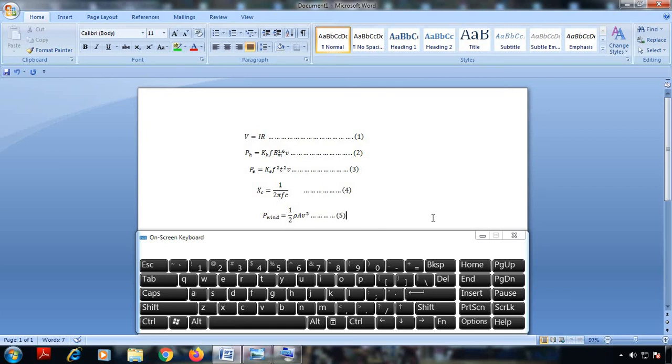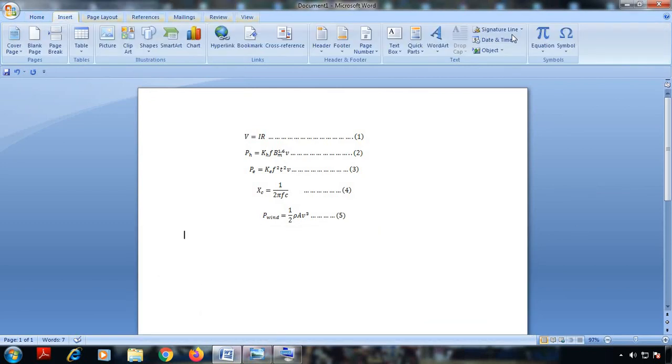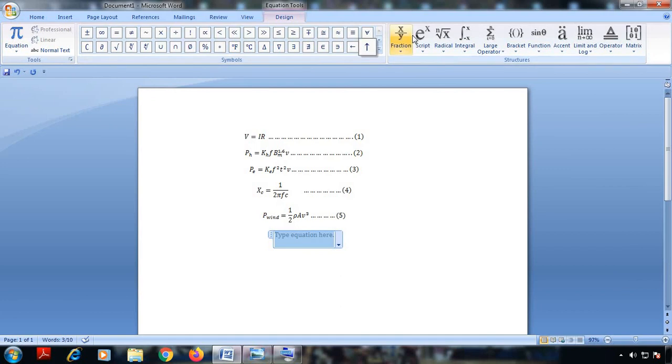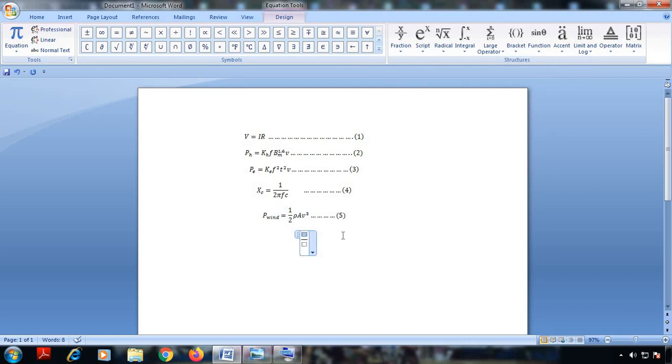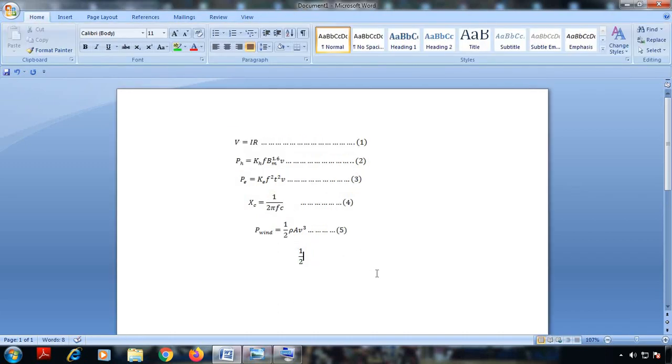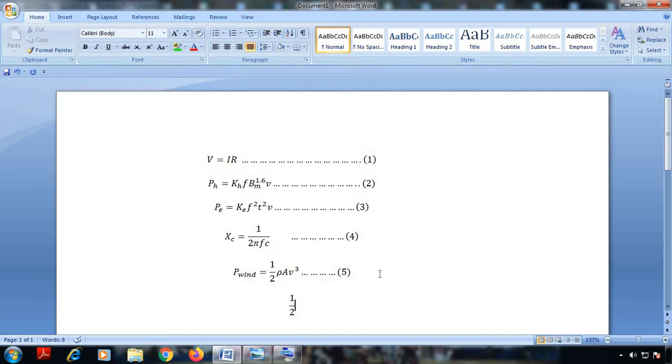Now let's say if I want to make use of a numerator and denominator directly, even that is possible. What you can do is, I'll minimize this for the time being, insert equation, and here in fraction you can directly go into the numerator and denominator. In the numerator, let's say you want to enter a value 1, in the denominator 2, you can directly do that. So this is the way an equation editor can be made use of smartly to write certain equations which can be very convenient and which will look very good in your report.